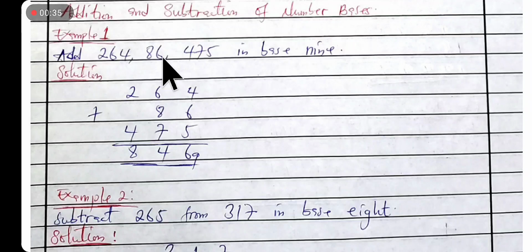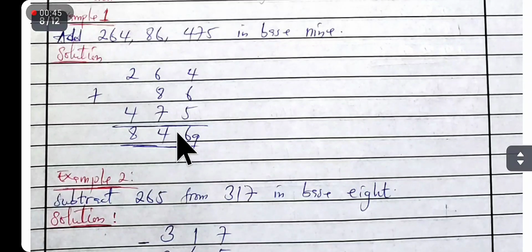264, then 86 is 86 here. Look at it. 475 is what we have here. So we want to add now. If you are adding this, I encourage you to have your calculator, so that you can understand well.